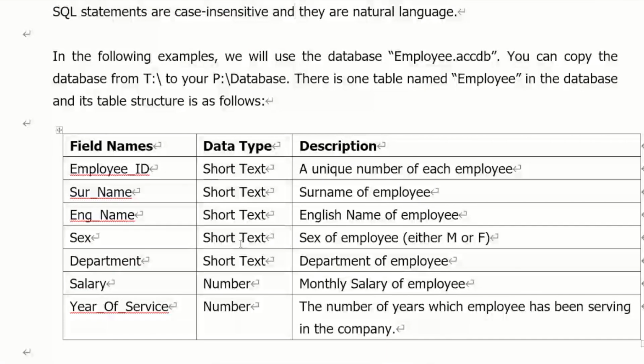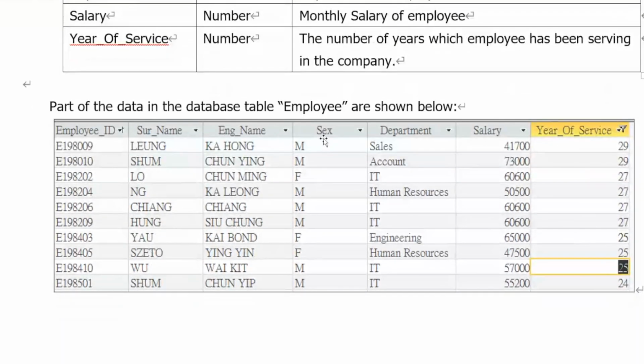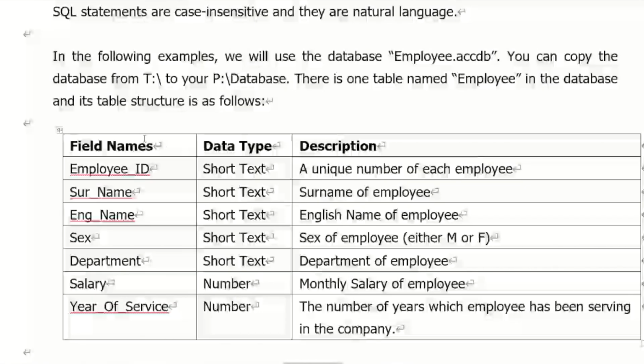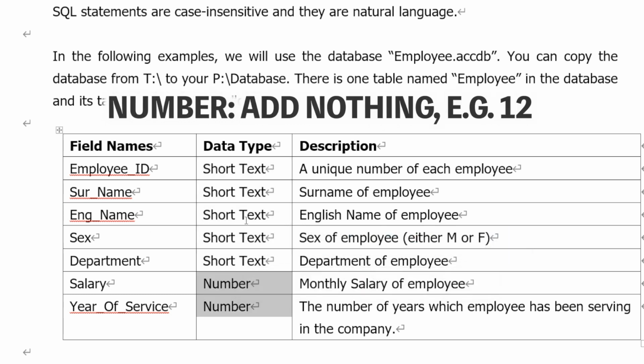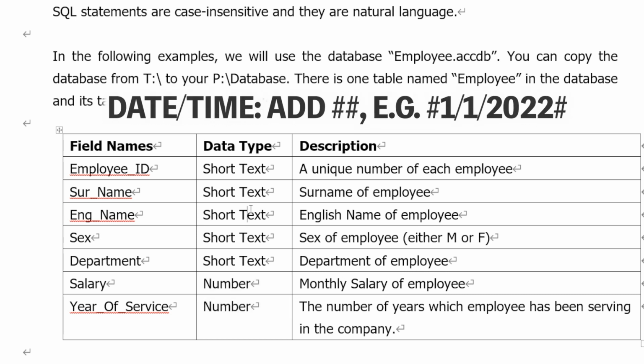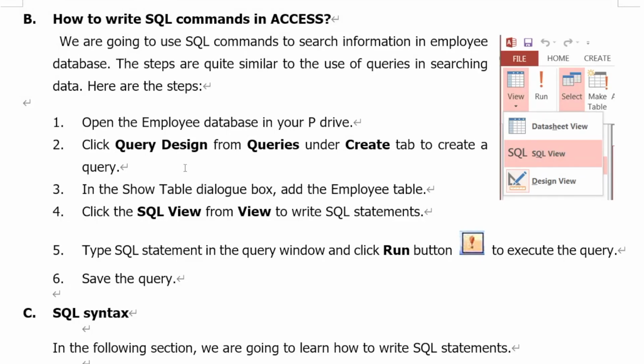Starting from Chapter 5, I will use another database file called employee. In this employee file, you can take a look at the table structure here. These are the field names, and these are the data types. Be careful that if the data type is short text, you have to add double quotes when you are writing the SQL. While for number, you don't have to add any punctuation. And if it is date and time, remember to add a hashtag, the pound sign. Here it tells you how to write SQL commands in Access.